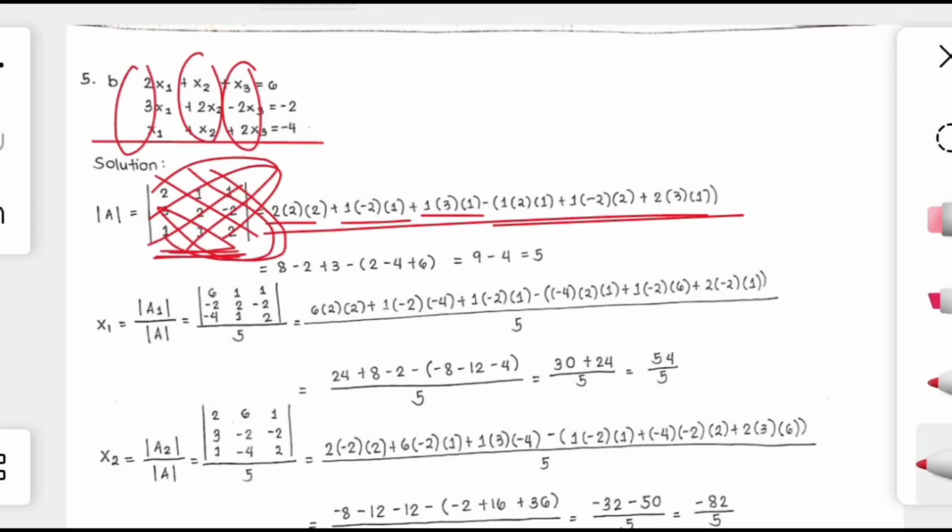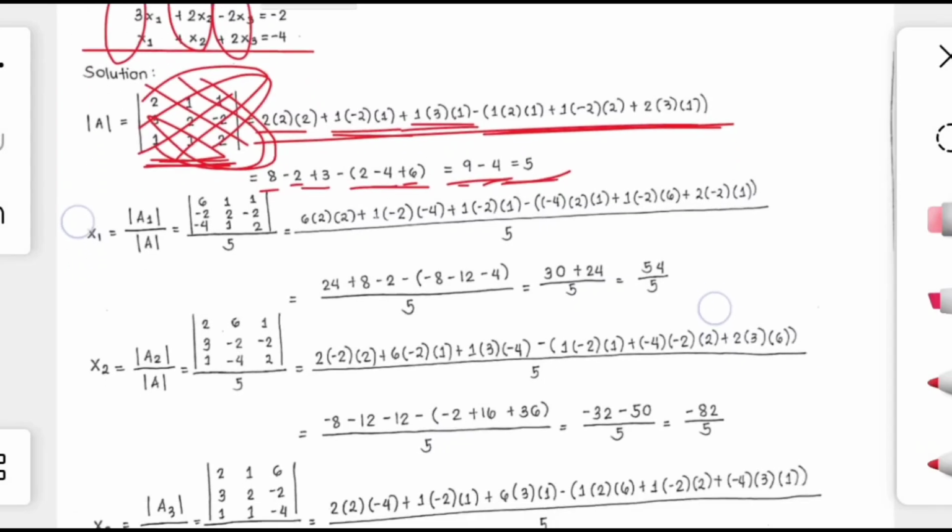So 2 times 2 times 2 is equal to 8, and then 1 times -2 times 1 is equal to -2, and then 1 times 3 times 1 is equal to +3, minus this one. So we get 1 times 2 times 1 is equal to 2, and then 1 times -2 times 2 is equal to -4, and then 2 times 3 times 1 is equal to 6. So 8 minus 2 plus 3 is equal to 9, and then 2 minus 4 plus 6 is equal to 4. So 9 minus 4 is equal to 5. Therefore, the determinant of the coefficient matrix, or the determinant of A, is equal to 5.